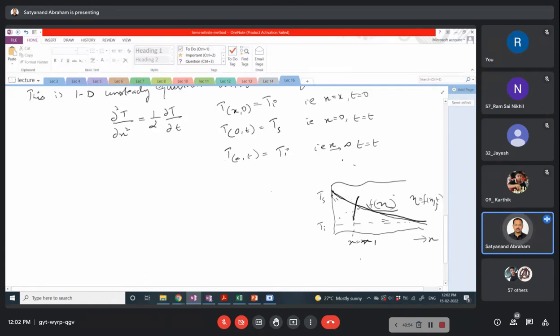It might be varying something like this. Initially there is a sudden increase, and then it slowly rises up. Okay, so that is also possible. For a particular location, how it is varying with time, or for a particular time, how it is varying.